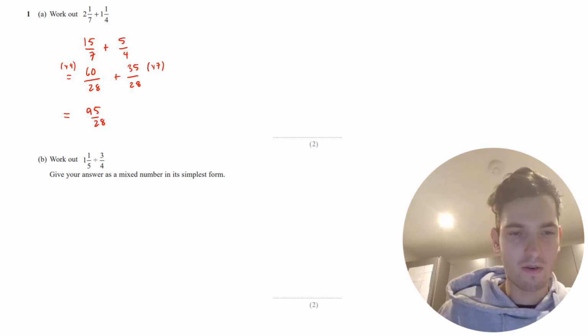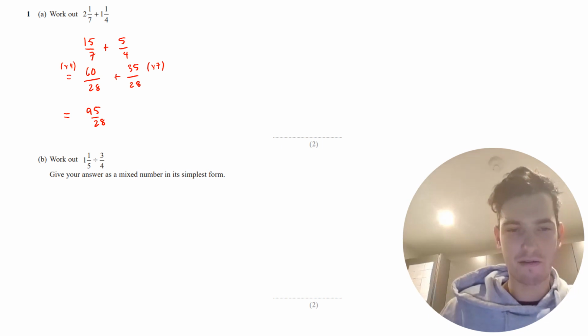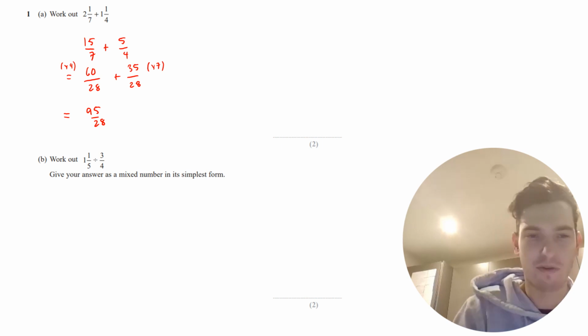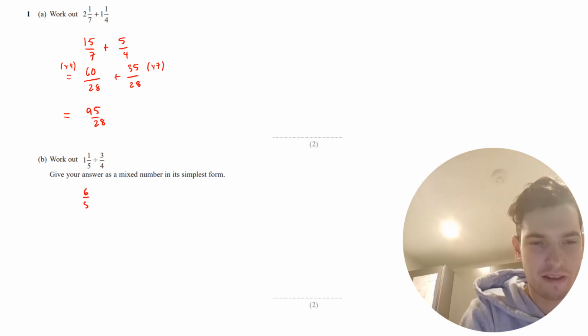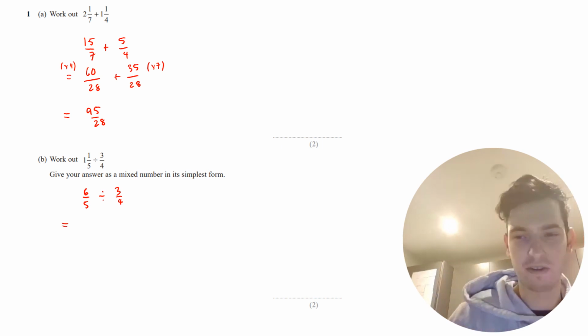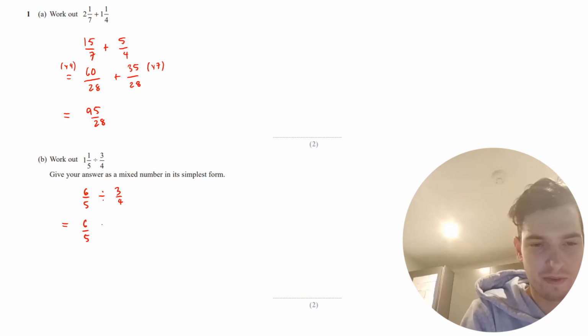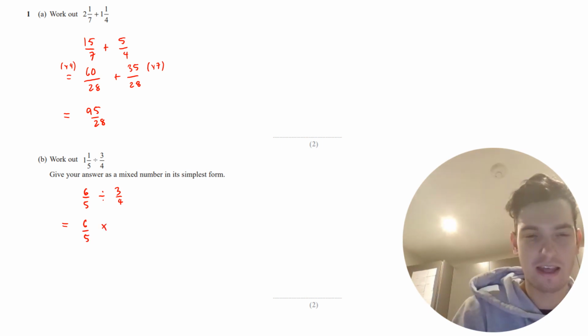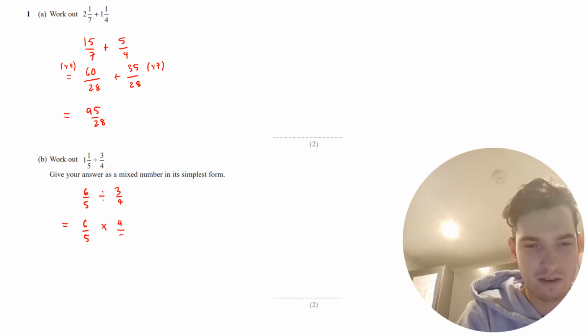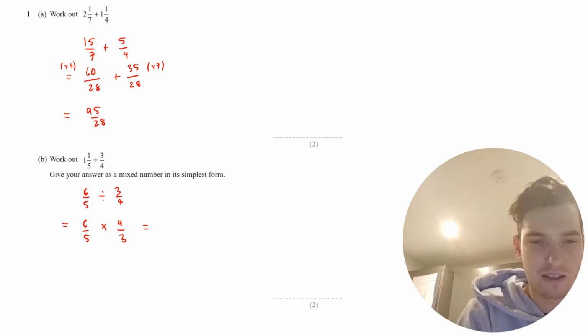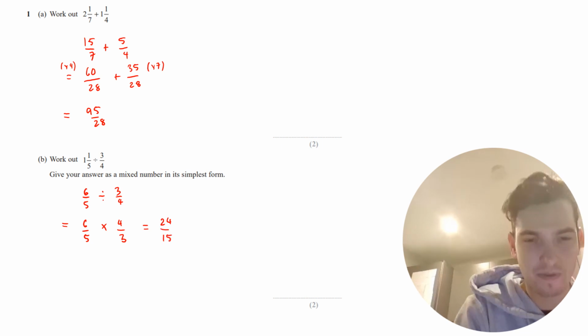Part B, work out 1 1/5 divided by 3/4. So again, I'm going to convert 1 1/5 to an improper fraction. So that is 6/5 divided by 3/4. And then I know that when I'm dividing fractions, I kiss and flip. So keep the first fraction the same, change the divide sign, and then flip the second one. Now I can multiply the numerators. So 6 times 4 is 24, and 5 times 3 is 15.